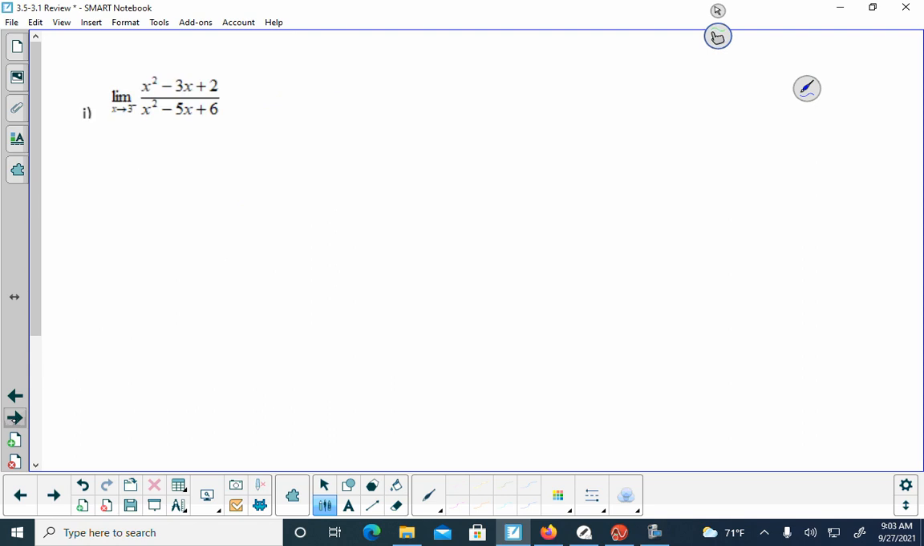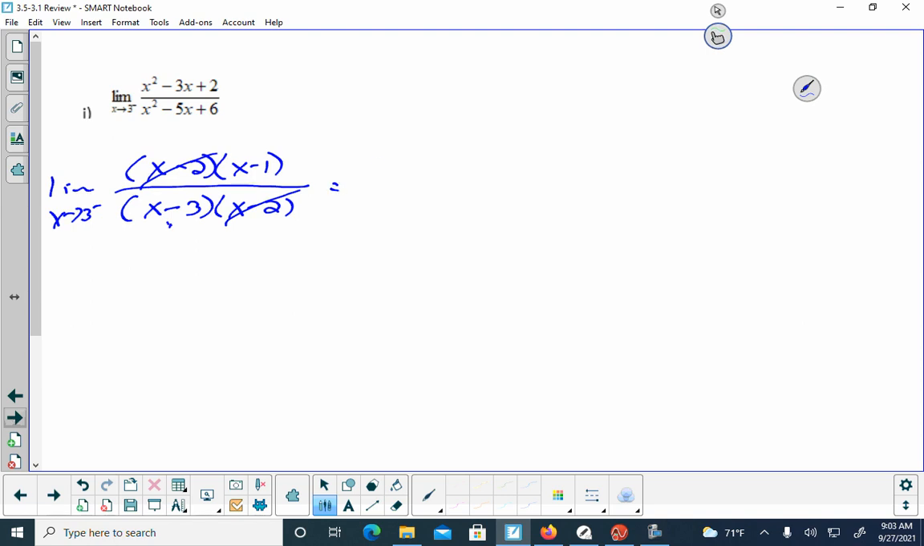The next one, as x approaches 3 from the left. So I tried to factor because that's what I did first. I got x minus 2, x minus 1, and then the denominator factors as x minus 3, x minus 2. That's how that factors. Still trying to find the limit as x approaches 3 from the left. The x minus 2's will simplify, which really doesn't help me because I want to find this limit here. But I'm left with x minus 1 over x minus 3.